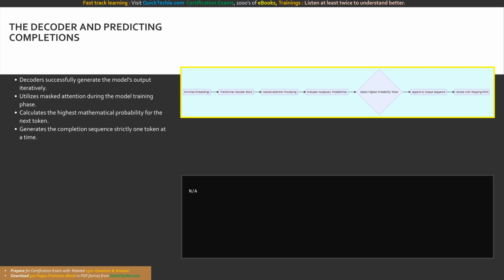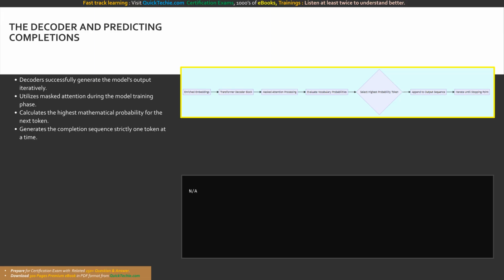In a live production environment, this predictive process happens iteratively and rapidly. The model takes your user prompt, predicts the single most probable next token, appends that new token to the running sequence, and then feeds the entire sequence back through the decoder to predict the subsequent token.